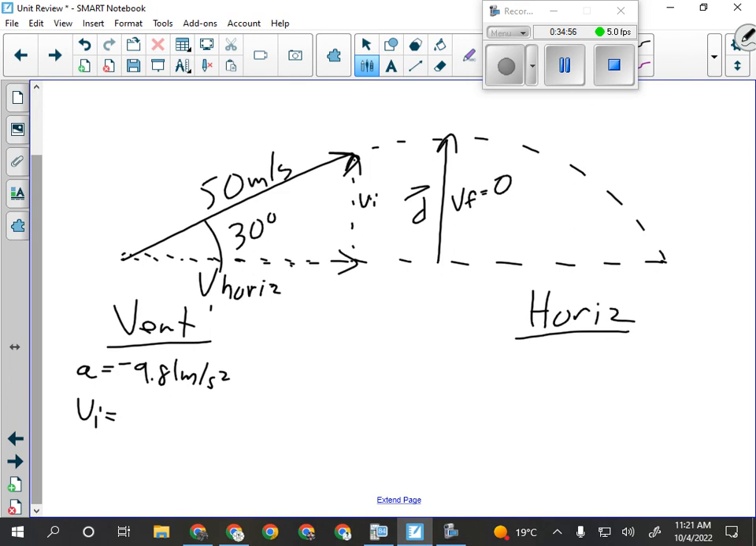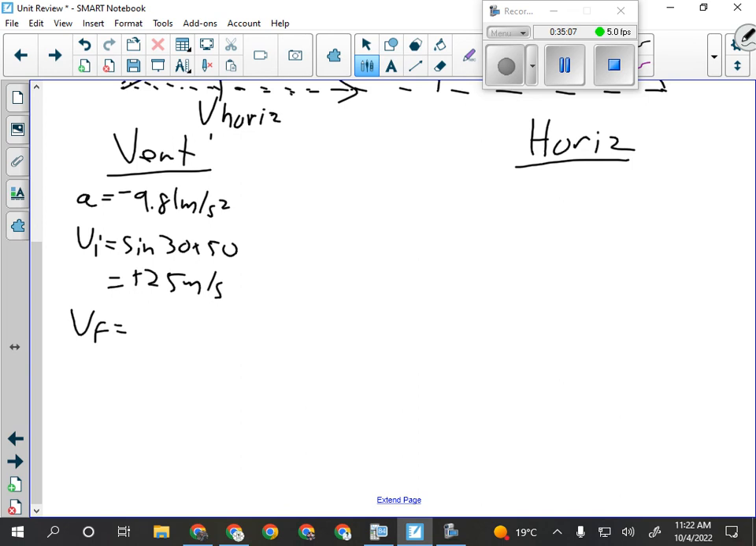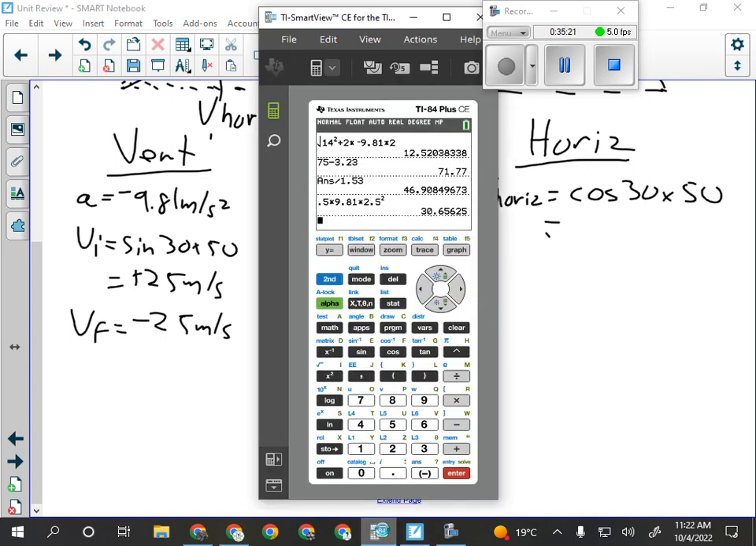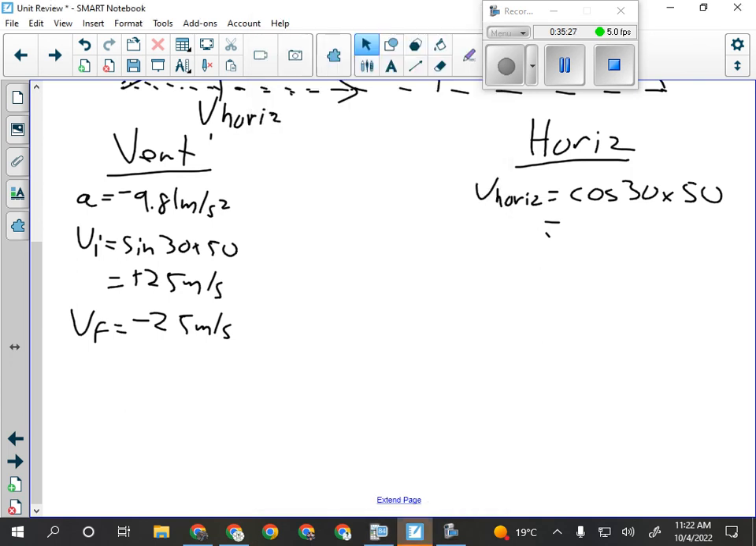Things I can calculate off the bat. Initial vertical velocity: that'll be the sine of 30 times 50, which will be positive 25 meters per second. Since launch and land are at the same height, what's VF? Negative 25 meters per second. Horizontally speaking, our constant horizontal velocity will be the cos of 30 times 50. Okay, so 43.3 meters per second for that part. And I'm looking for the horizontal displacement.